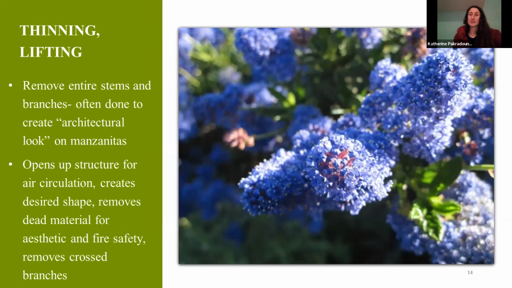All right, so thinning or lifting is the removal of entire stems either to create an architectural look, right, to expose some of the structure, or to just open up structure for plant health, right, to get more air circulation, to create a desired shape that you're looking for. Sometimes it's just to remove dead material, removing crossed branches, right, so you have too many branches crossing, you might remove one, so it kind of just looks better, but it's also structurally.